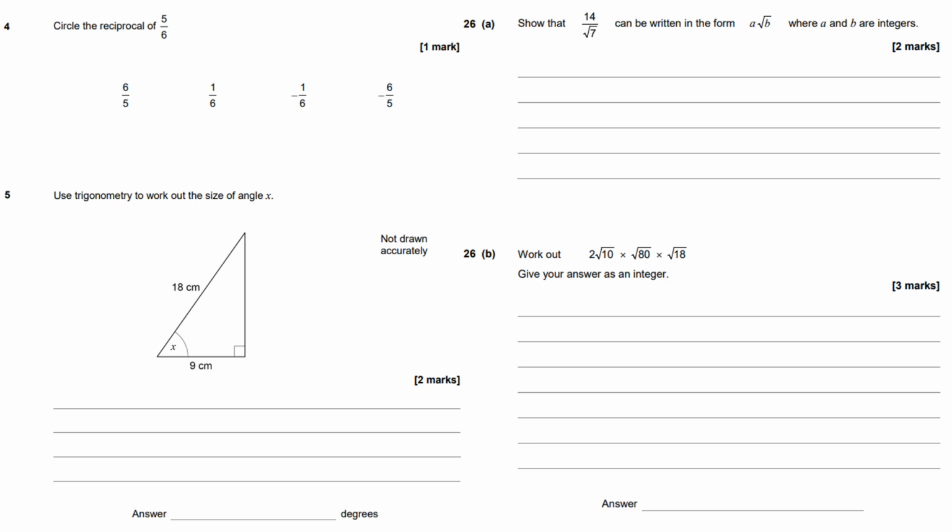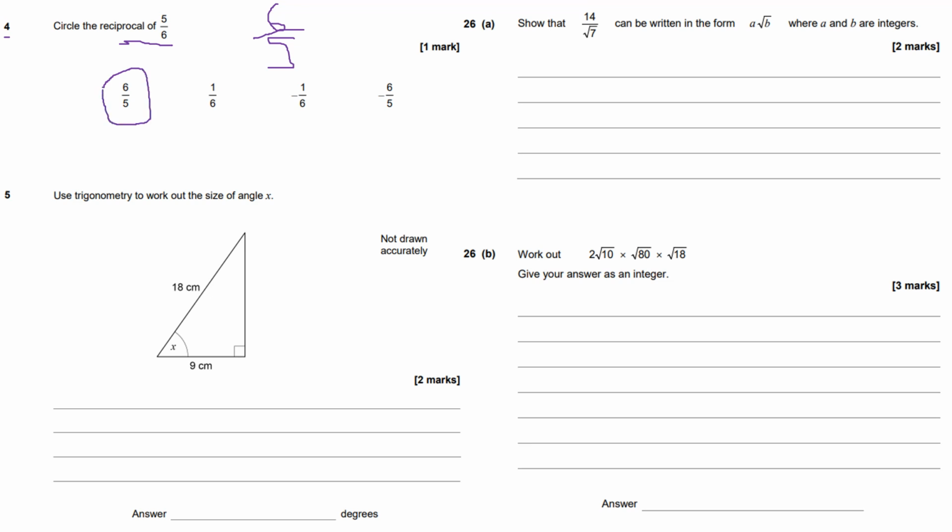Okay, so I found a set of questions here for the higher tier GCSE Maths for the AQA. Question number 4. Circle the reciprocal of 5/6. So the reciprocal is just the inverse, so I'm going to swap the top and the bottom, so it's 6 over 5. So the answer is 6/5.